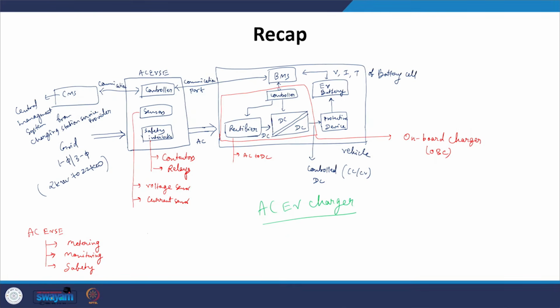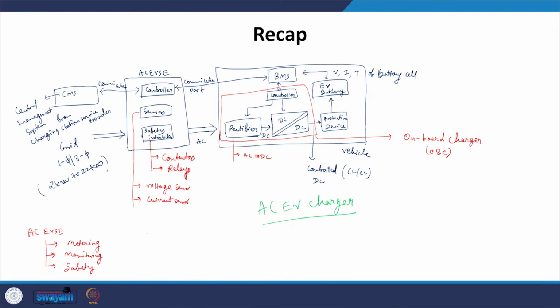You will also see one more thing: while charging a battery pack, it is the BMS which is the master. It will define the required voltage output of the power conversion unit, and it will also tell the AC EVSE when to energize, when to turn on, when to keep the output on or when to keep the output off. So, the BMS is the master, while the controller in the AC EVSE is the slave. It will just follow what the BMS tells it to do.